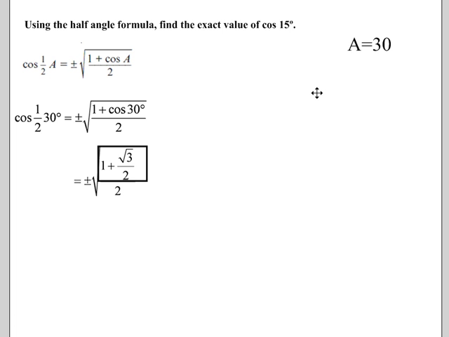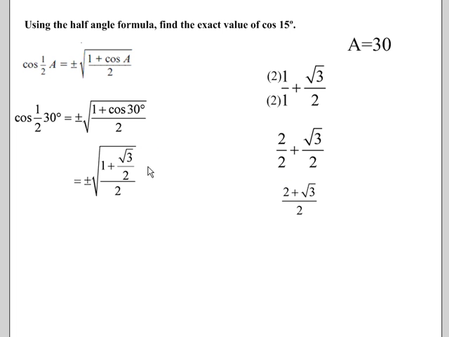1 plus radical 3 over 2 is like saying 1 over 1 plus radical 3 over 2. But to add these two fractions, you need a common denominator. So to get a common denominator, I'm going to multiply this by 2, and I'm going to multiply this by 2 to get a common denominator of 2. So in turn, I get 2 over 2 plus radical 3 over 2. And this is going to simplify to 2 plus radical 3 over 2. So my numerator now looks like that.